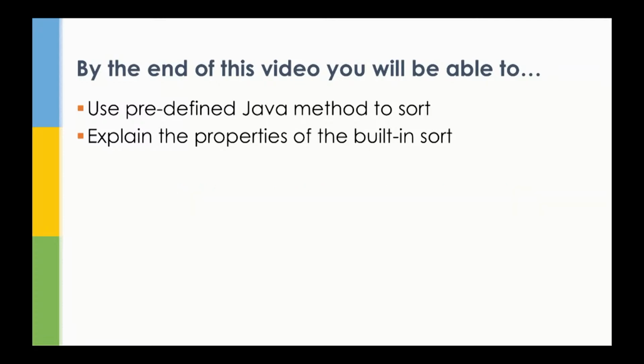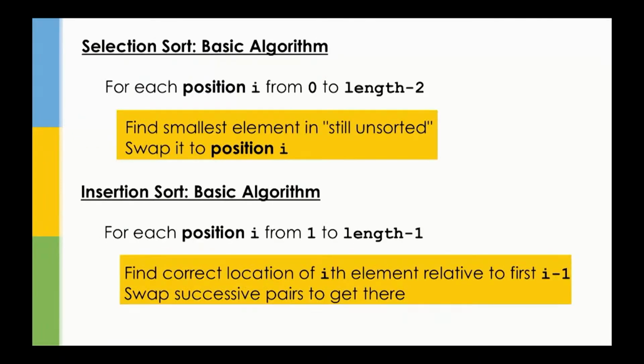So by the end of this video, you'll be able to use the predefined Java method to sort, and you'll be able to explain the properties of this built-in method. Because whenever we use a tool, we want to be able to know both its functionality and its limitations. So it's useful to be aware of what the built-in method is actually doing. So as a reminder, we've talked about both selection sort and insertion sort. We talked about why each of these give correct algorithms for sorting data. And we also talked about some potential limitations in terms of the time that it would take for these sorting algorithms to actually work through a lot of data.